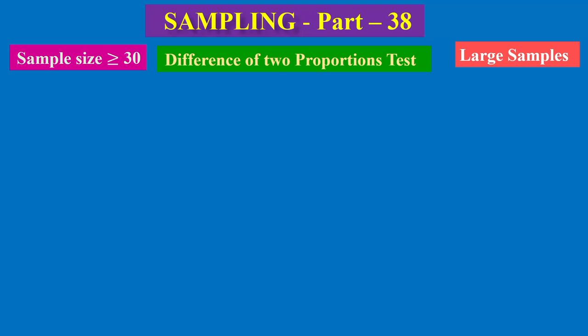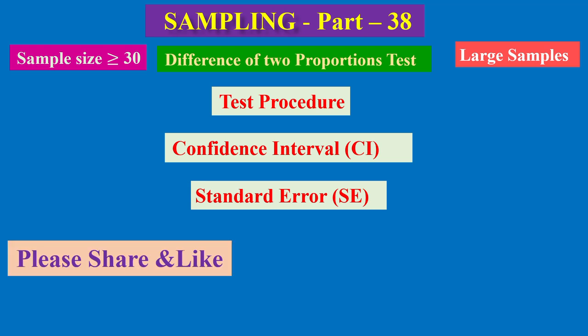Going to see the next test, the difference of two proportions test. First we saw single mean, second one single proportion, then third one difference of two means, now fourth one difference of two proportions, right? Test procedures, we'll see confidence interval and standard error.